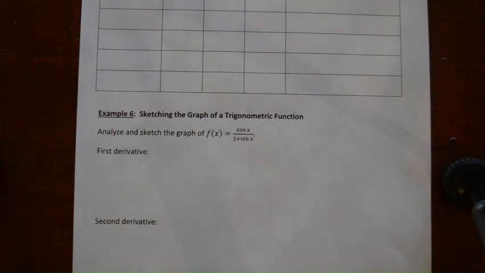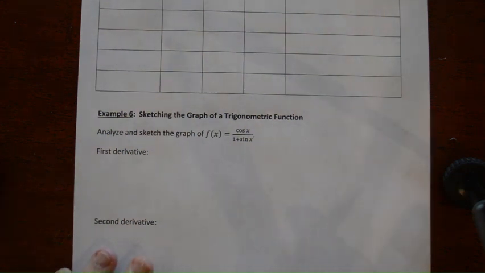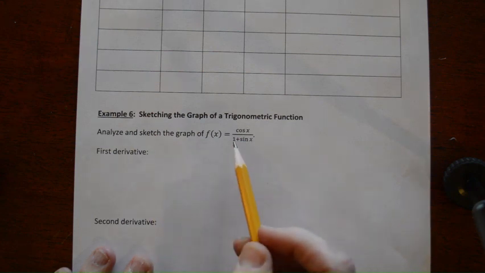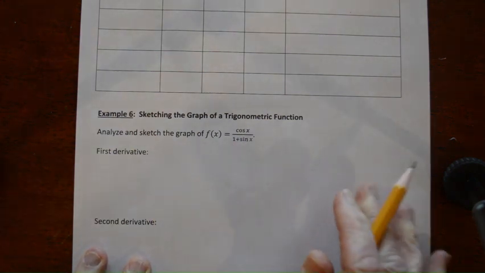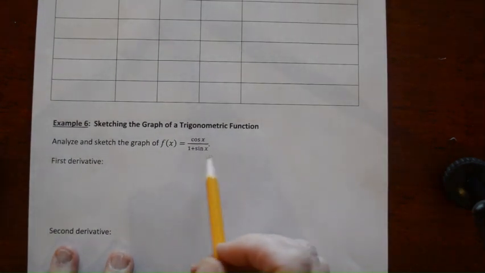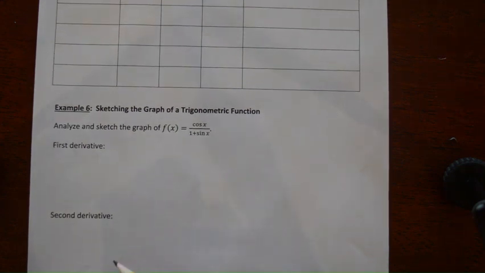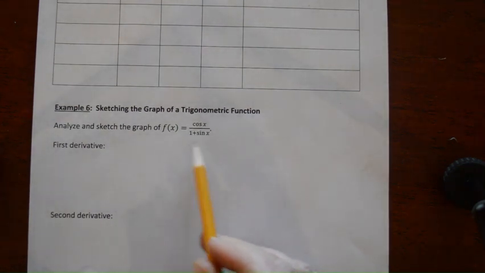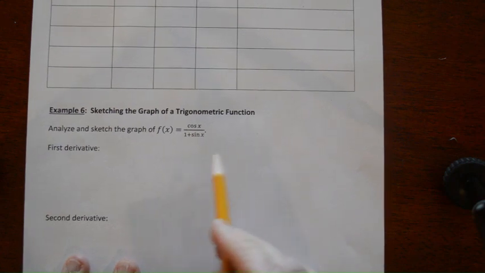So let's take a look at example 6 here. This is a trig function that we're being asked to graph. Again, as we've done with the other problems, I know that finding the domain comes later in the problem, but let's do that first, just so that when we take the first and second derivative, we don't accidentally include something that's not part of our domain.